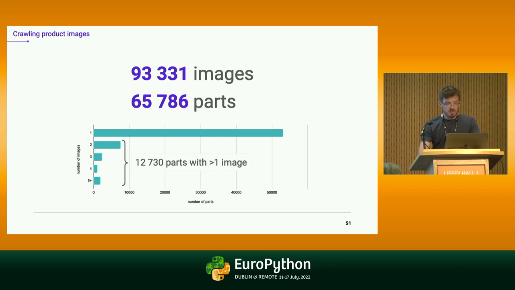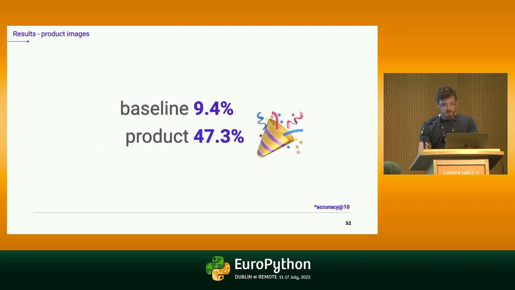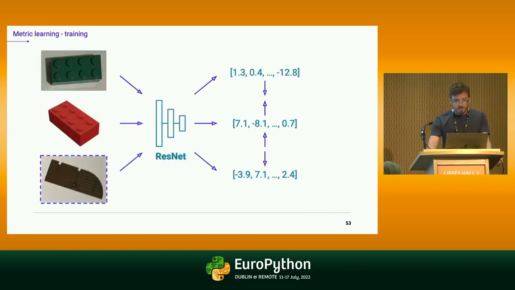The bad news is that only 12,000 of them have more than one photo, and we can only use those for training. How does it work? Pretty good, like almost 50%. So what can we do next? We can focus on those negatives.